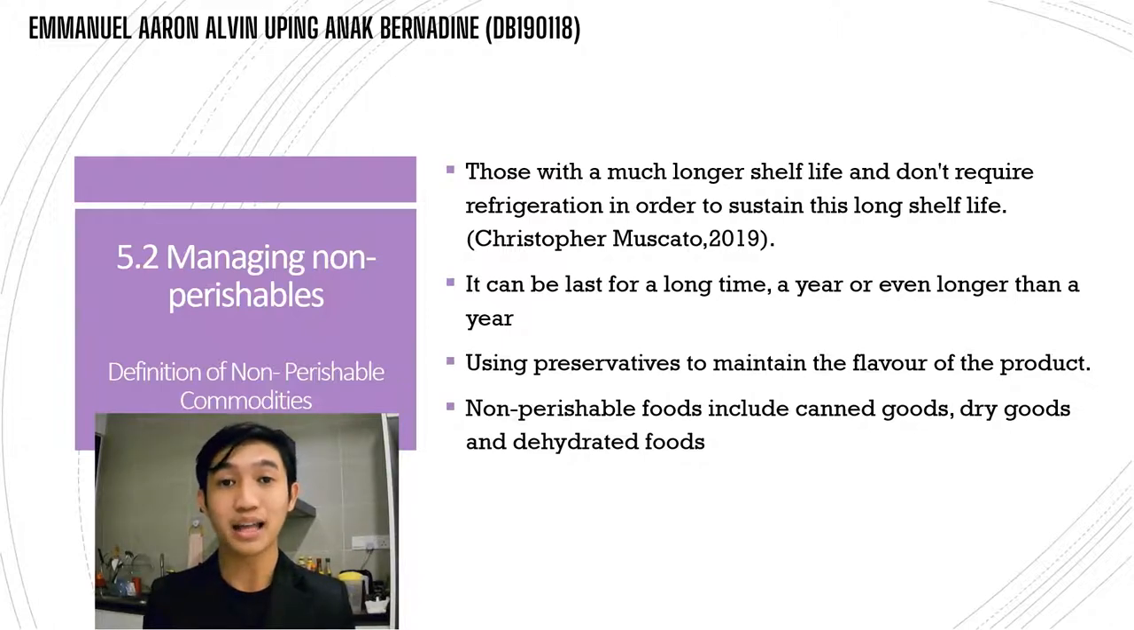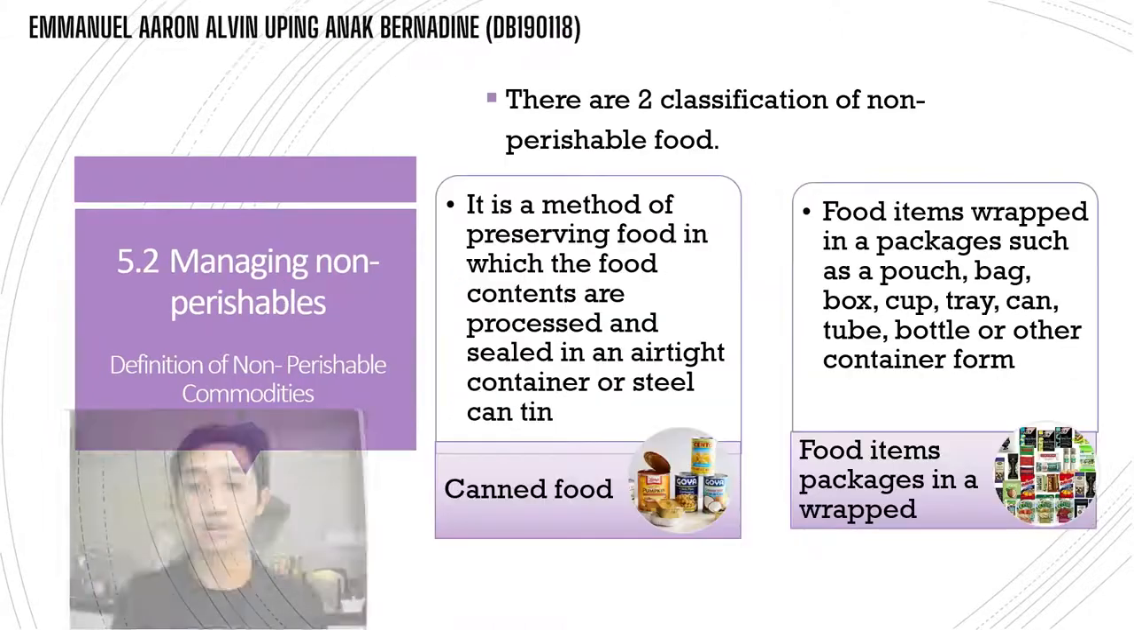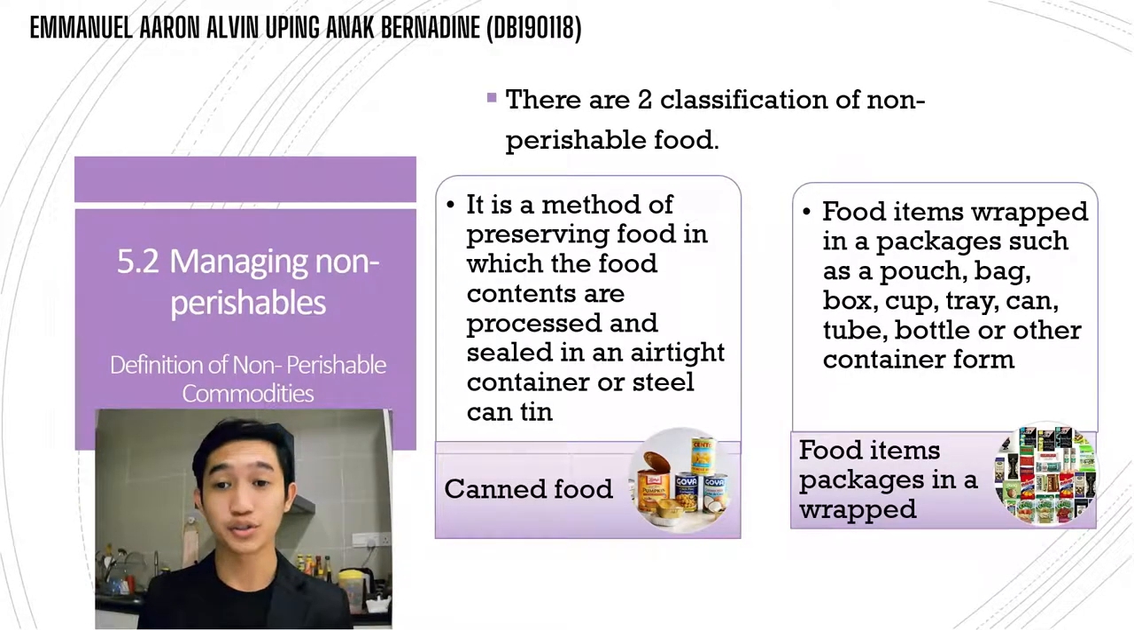Commonly, non-perishable commodities use preservatives to maintain the flavor of the product. Non-perishable foods include canned goods, dry goods, and dehydrated foods. Examples of non-perishable food are flour, spices, canned goods, jars, bottles, and dried packet goods. Go on to the next one, that is two classifications of non-perishable food.